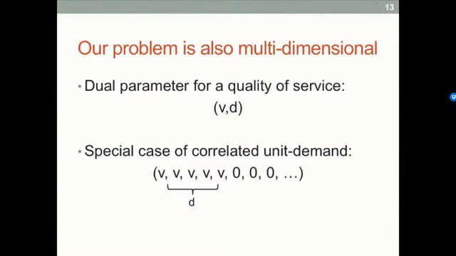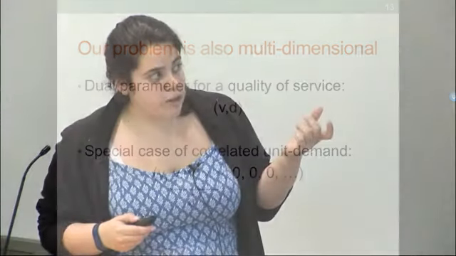Okay. So the point is our problem is also multidimensional, partially because there are these two parameters, value and deadline. Also, you can view it as a special case of correlated unit demand, where you want one type of service. You just want your one package to be shipped by some deadline, and your value for the first D deadlines is V, and after that it's 0.